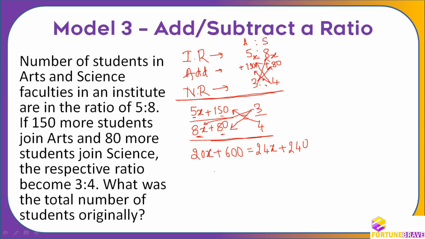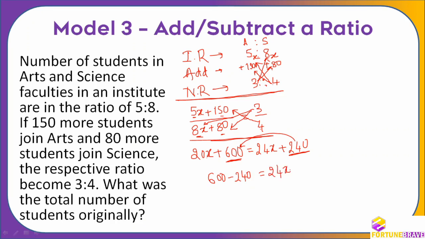240. Now what will we do? That is very important. We will subtract this minus this. So I am going to subtract 4 into 5x and 3 into 8x, and then 4 into 150 and 3 into 80. This is what we are going to do. So 600 I'll keep as it is here and take this one to this side. So minus 240 is equal to 20x, which will come to this side.